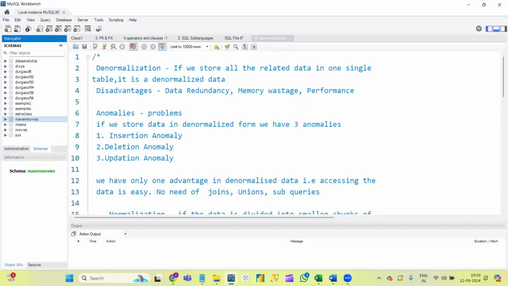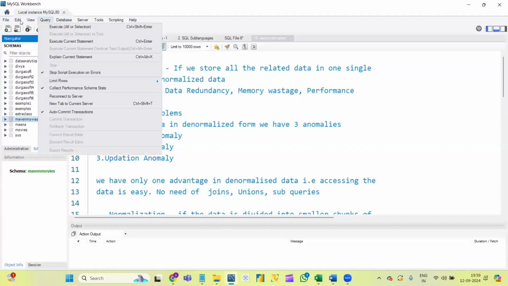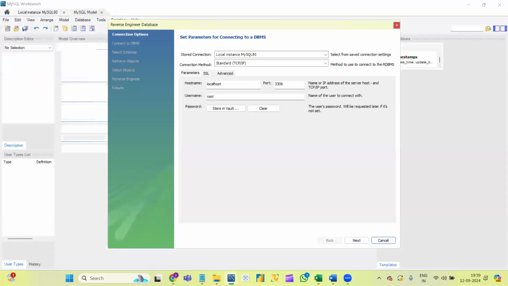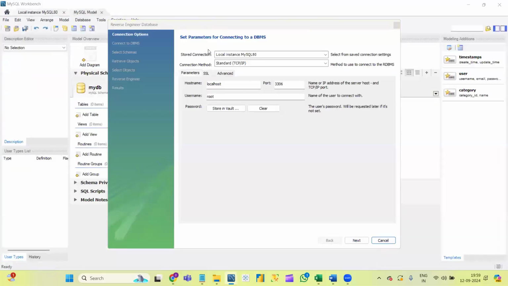See, we have ER diagrams, right? To see the ER diagrams in MySQL, we have a menu bar here. In this we have Database. Inside the database we will have something called Reverse Engineer. Can you see my screen? Yes, okay. So if I click on reverse engineer, we will get into this page.